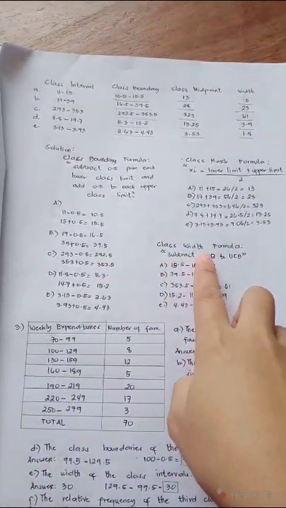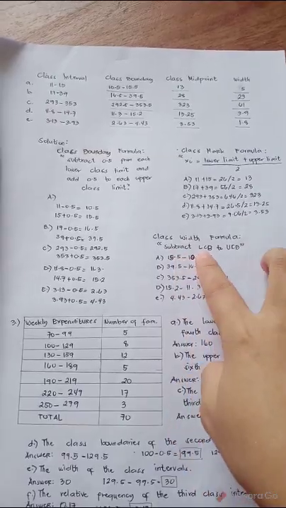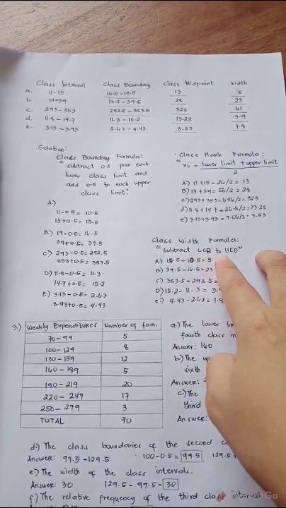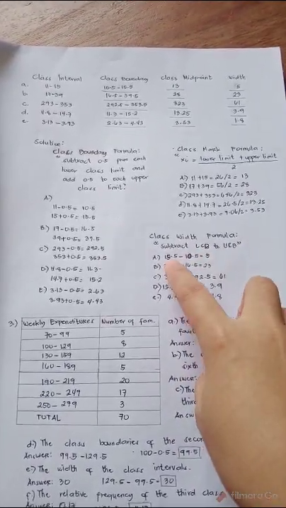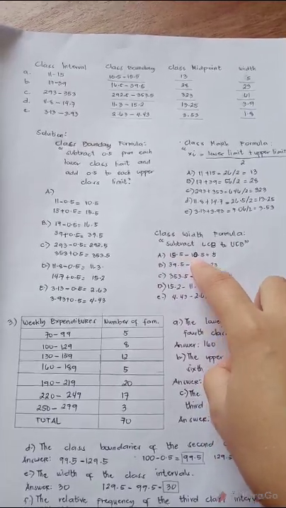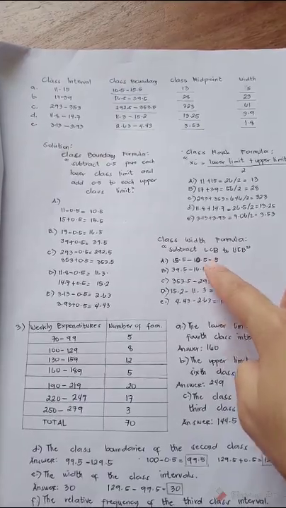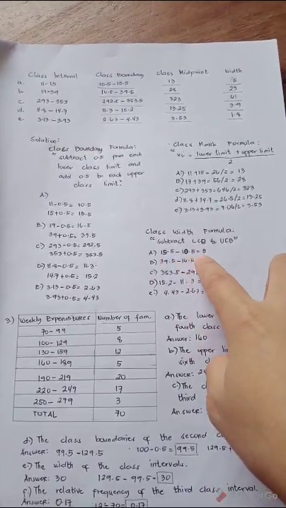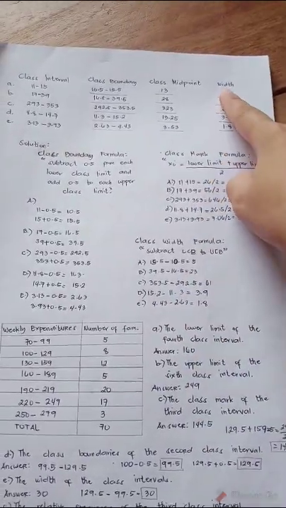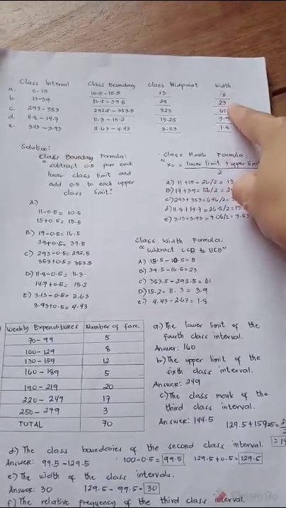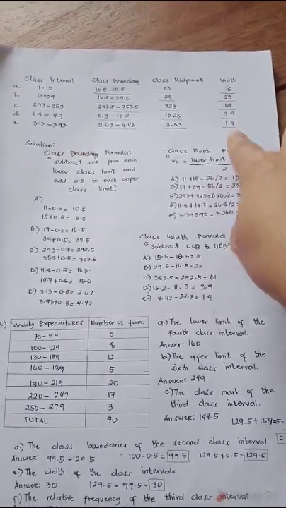To get the class width, the formula is to subtract the lower class boundary from the upper class boundary. So 15.5 minus 10.5 is equal to 5. That's how I get my answer for class width: 5, 23, 61, 3.9, and 1.8.